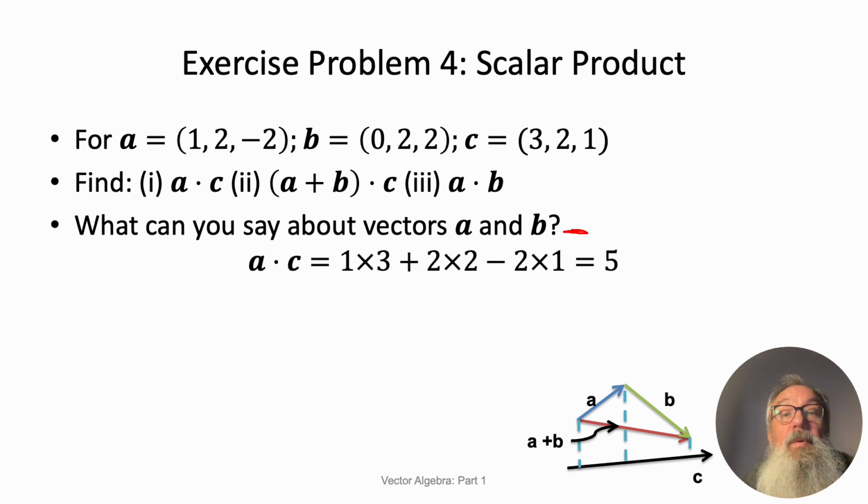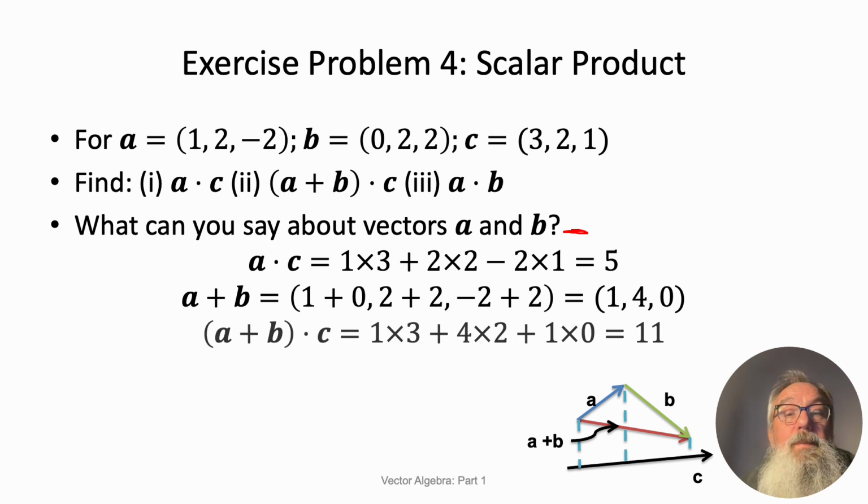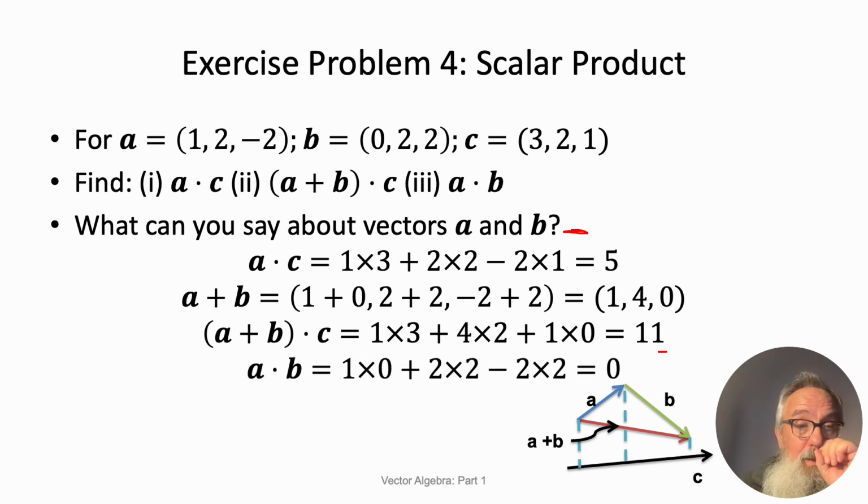So A dot C, we multiply the components. The answer is 5. B plus C, we add each of the components. The answer is another vector, 1, 4, 0. A plus B dotted against C, we multiply each of the components and sum them. The answer is 11. A dot B, we multiply each of the components and sum them.